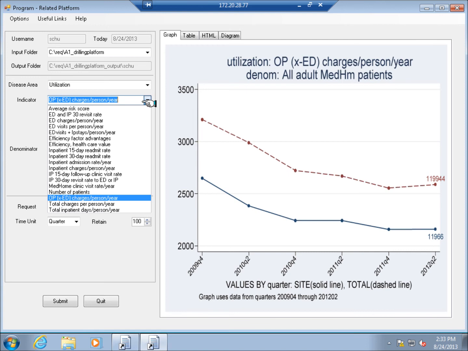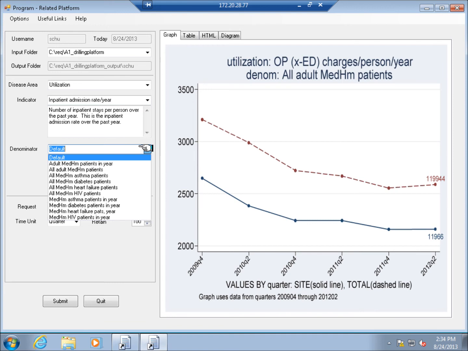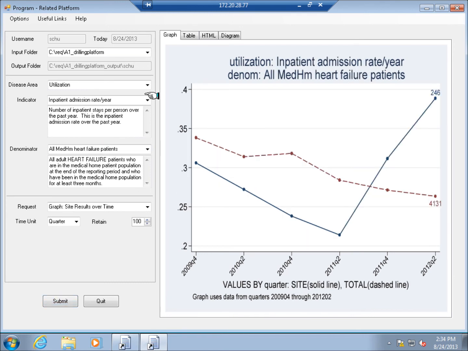All of the utilization measures are also available for the chronic disease groups. For example, we can view inpatient admission rates for only heart failure patients in the medical home patient population. Across the system, the heart failure patients' admission rates show a gradual decline. However, at Lolly Kemp, the rate has risen sharply in the past 2 years.